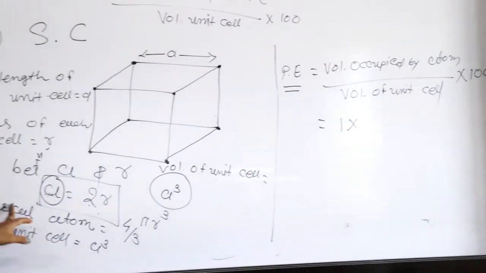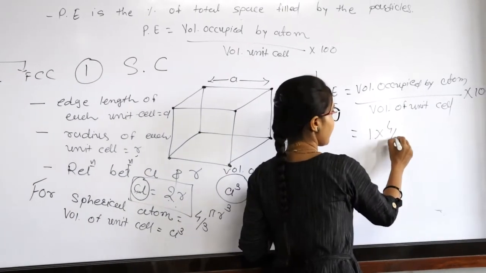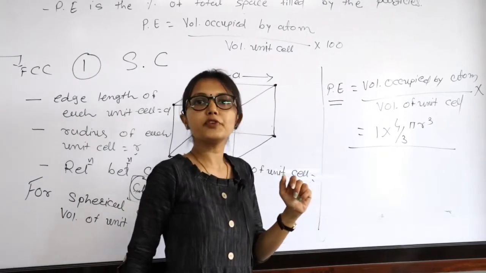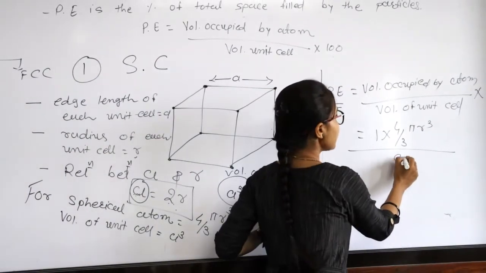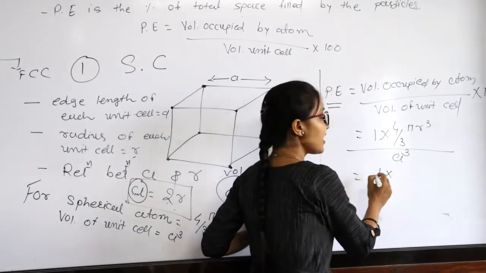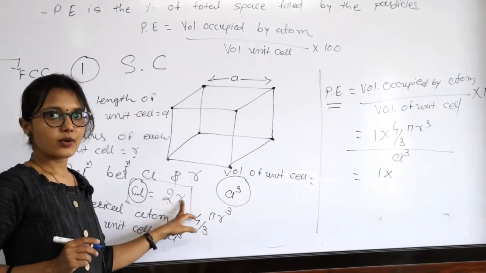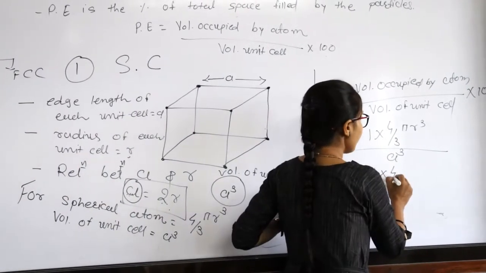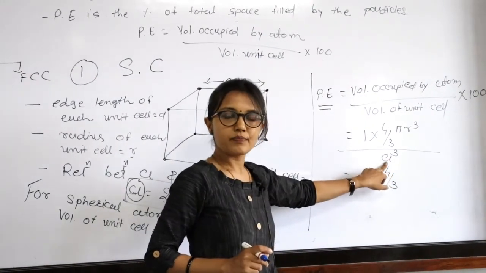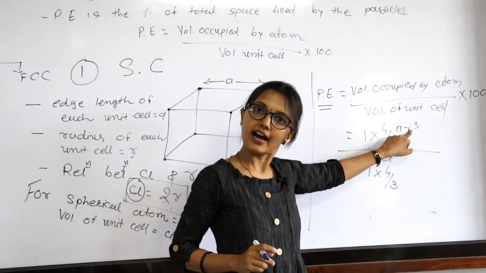This one is the spherical atom formula, 4 by 3 pi r cube. Clear? And divide by volume of unit cell. Volume of unit cell is equal to a cube, and we can also use the value a is equal to 2r. That's why 4 upon 3. Why use a is equal to 2r? Because we can easily cancel out the radius, r cube divided by r cube.